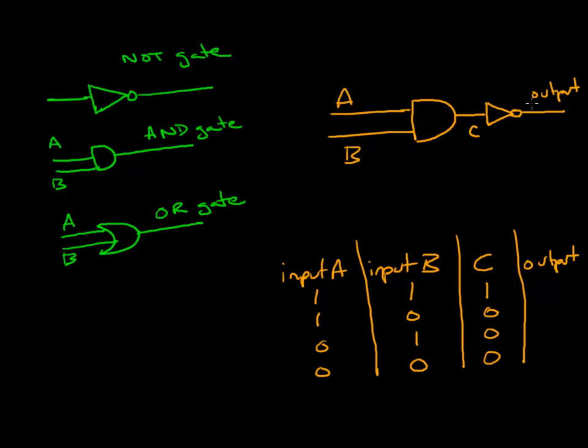Now at this point, from C to the output, I'm inverting it or making it the opposite. So if I have a 1 to get to the output, it's going to be a 0. And all of these zeros are going to become 1s. So if my input A and B is 1 and 1, then I'm going to end up with 0, and the opposite for all of the others. So here we have the truth table for this logic diagram.